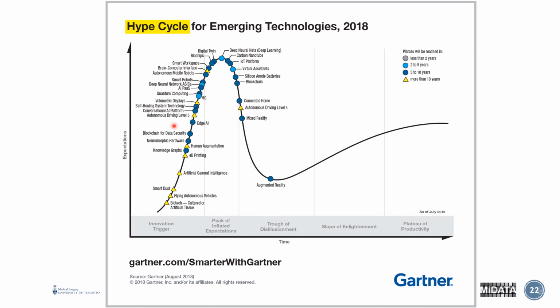So if you look at these data points as some examples, I remember smart dust was one of them. Flying autonomous vehicles is really right at the beginning of your innovation trigger here.